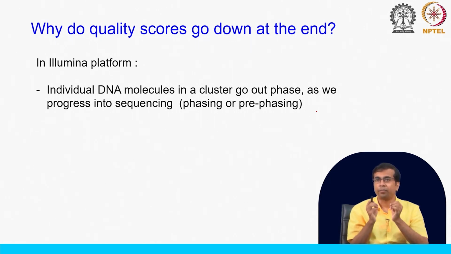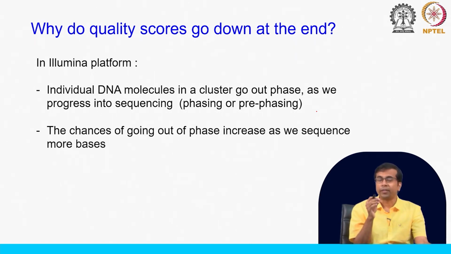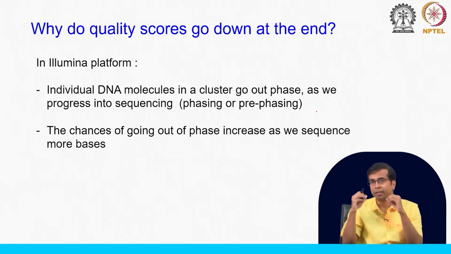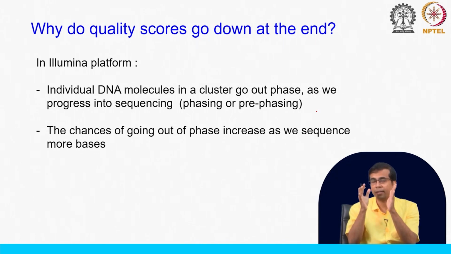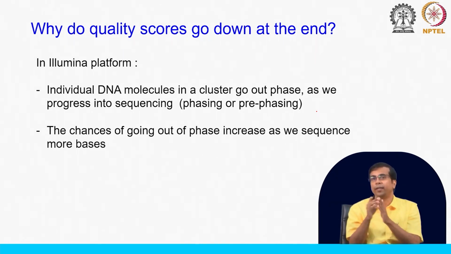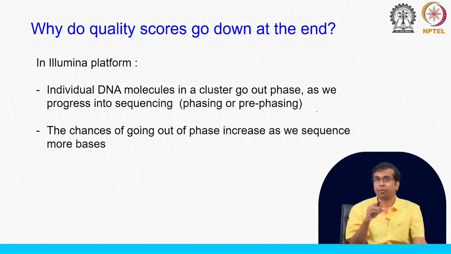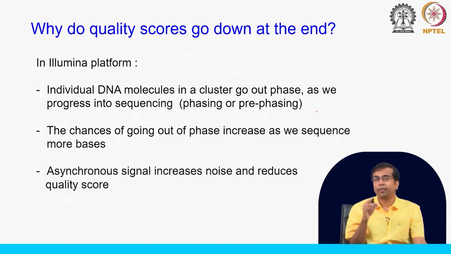What happens as we proceed along the sequencing is that these individual DNA molecules go out of phase in the synthesis process. The chance of going out of phase increases as we sequence more and more bases. We start with the same base, so initially they are in phase, going in sync, but later on they go out of phase, and this asynchronous signal increases noise and reduces quality score. So, what is this phasing, pre-phasing?